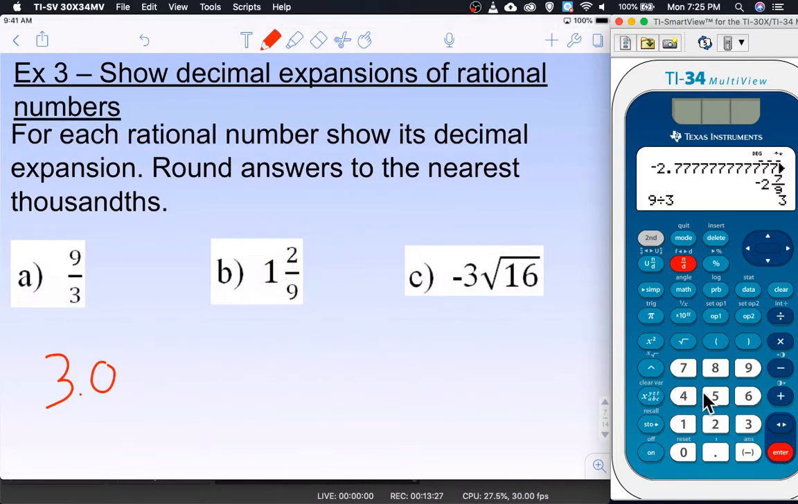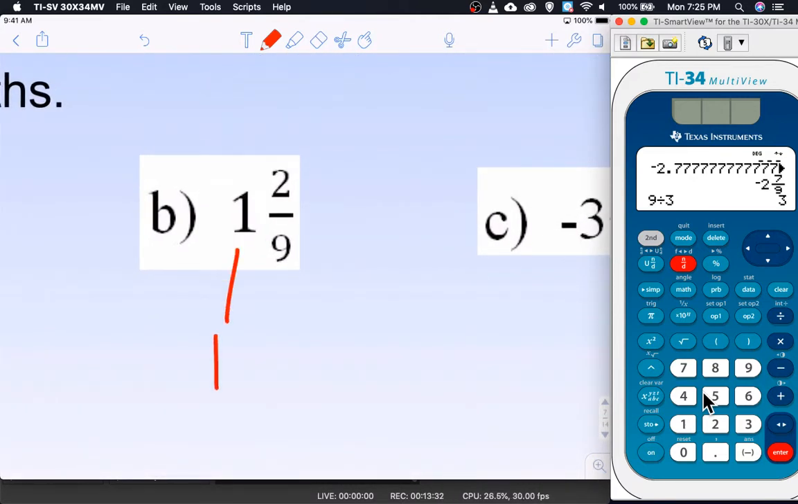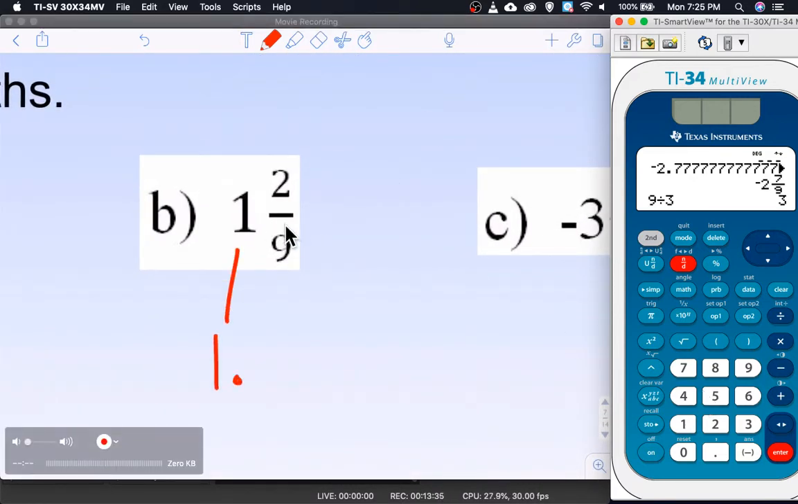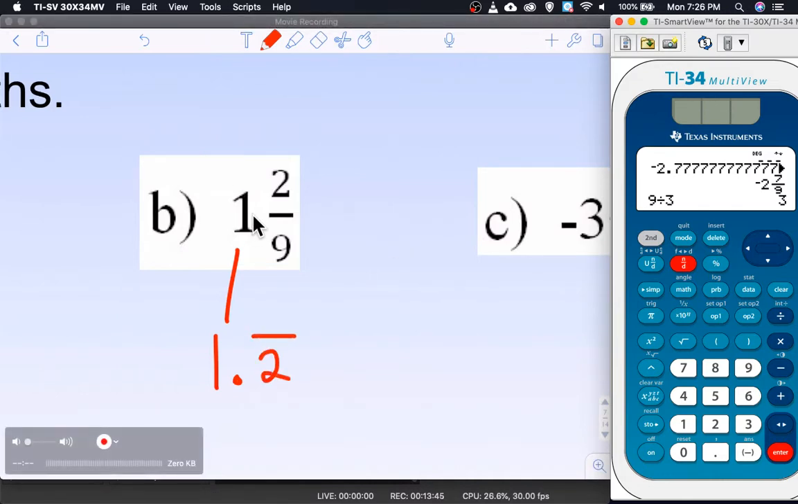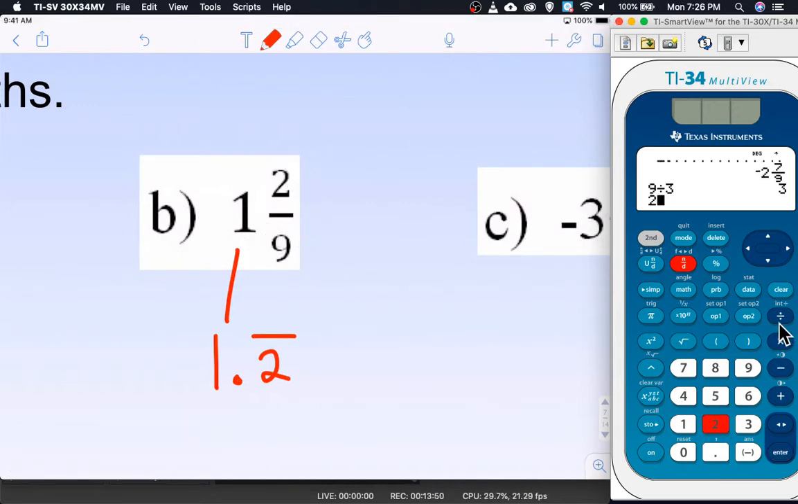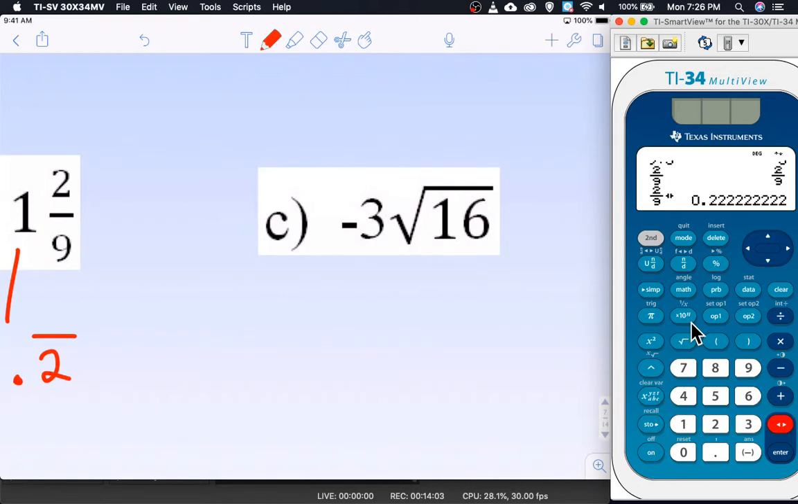1 and 2/9. Now, I don't even need a calculator for this because I know this is my whole number, 1 point. I know this pattern, this over 9. That's what we were just talking about. That's going to be a repeating decimal. So what's being repeated? 2. That is 1.2222222222. 2 ninths, 2222222222. Okay? It's okay to use your head. You don't always have to use the calculator, even though the calculator can do it for us.